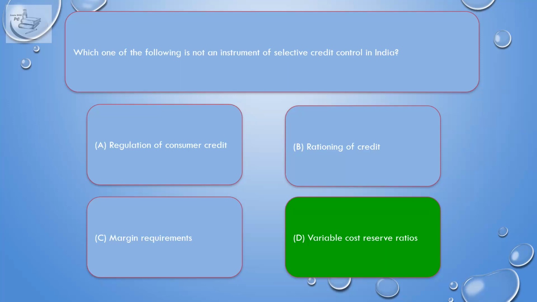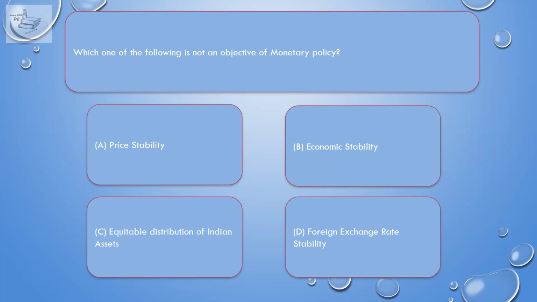Correct answer is D. Variable cost reserve ratios. Question: which one of the following is not an objective of monetary policy? A. Price stability. B. Economic stability. C. Equitable distribution of Indian assets. D. Foreign exchange rate stability.